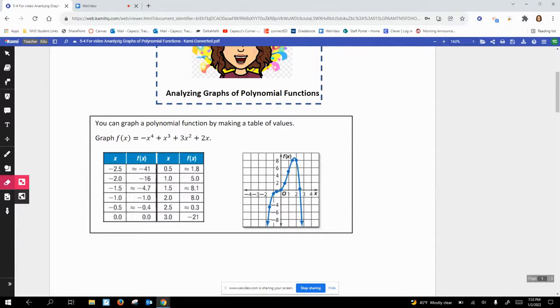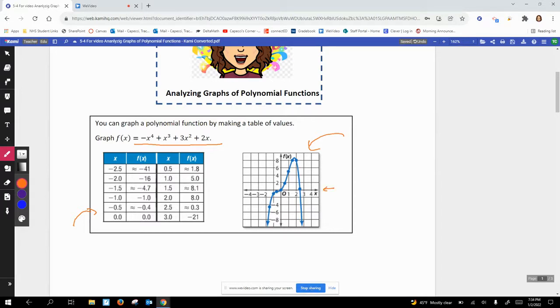So if we look at the first example, we have a function here. And the first thing you can do is make a table of values, and then plot those points on your graph. Now, when you're plotting the points, you can use the table and/or the graph to decide where it's crossing the x-axis, and that's where your zeros are.